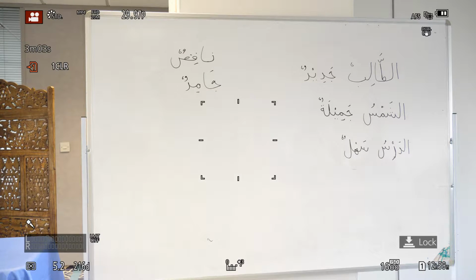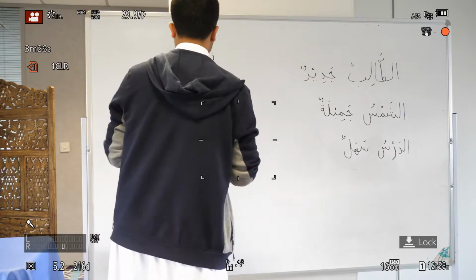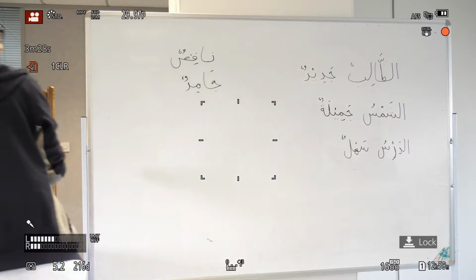Kana. Okay. So how do laysa and kana work? So let's take the sentence At-talibu jadidun. At-talibu jadidun means the student is new. Where's the mubtada? Where's the khabar? At-talib is the mubtada. Jadid is the khabar. So now we're gonna add laysa to that.